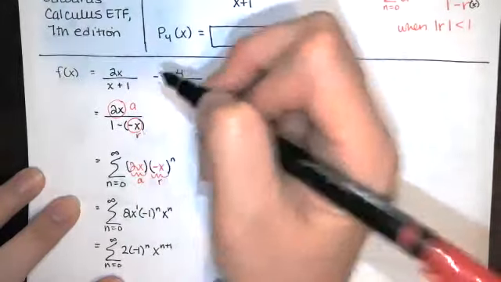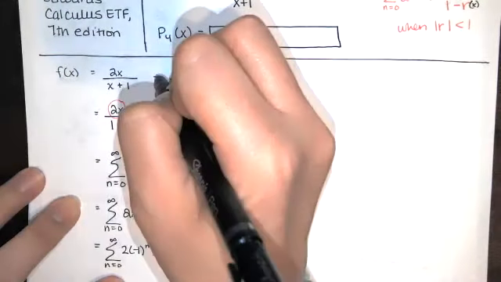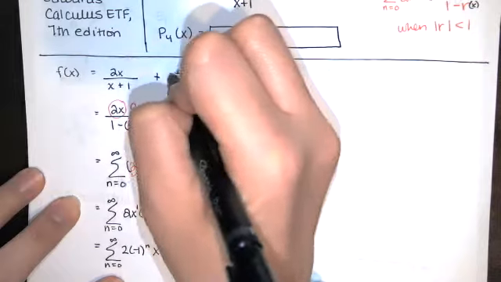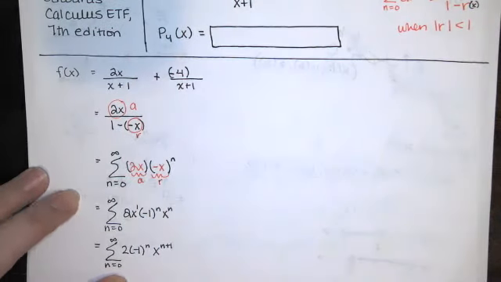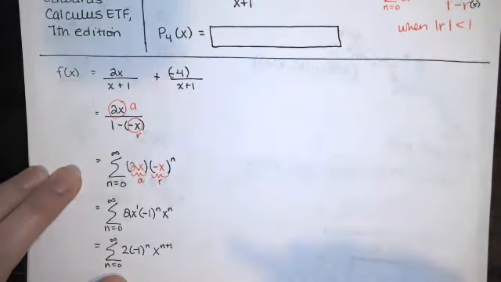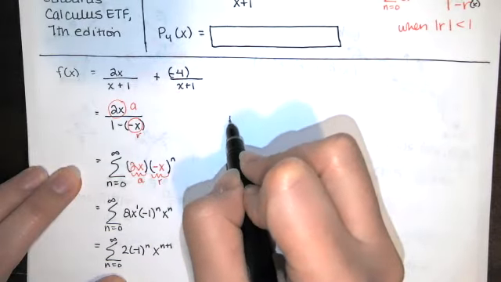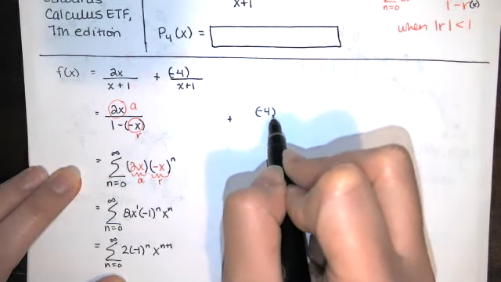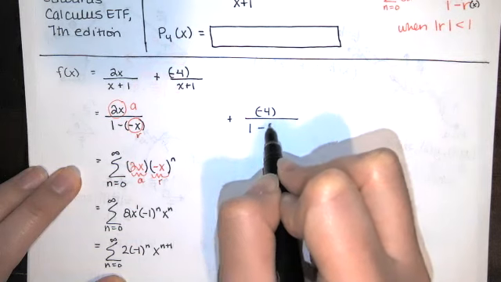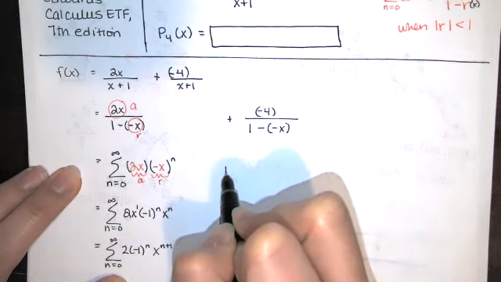The second one is similar. Make that a positive, and then we'll put a negative 4 here. I want this to look like a over 1 minus r, so I will have a negative 4 in the numerator over 1 minus a negative x.